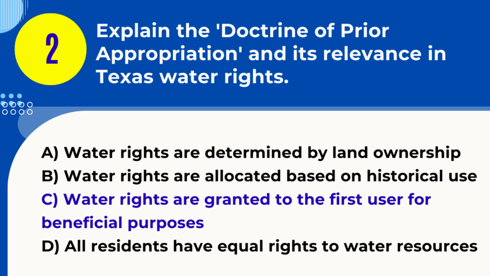Answer. C. Water rights are granted to the first user for beneficial purposes. Explanation. The doctrine of prior appropriation, significant in Texas water law, grants water rights to the first individual or entity to use the water from a source for a beneficial purpose. This doctrine governs how water rights are allocated and used in the state.